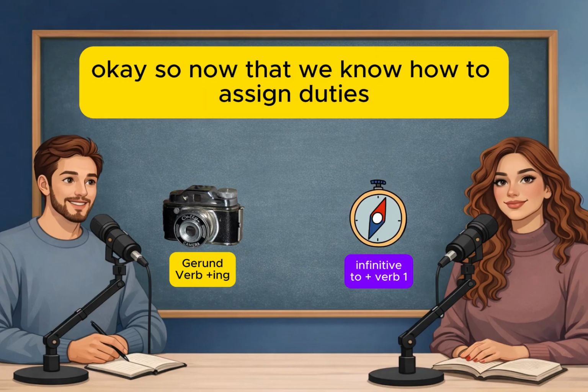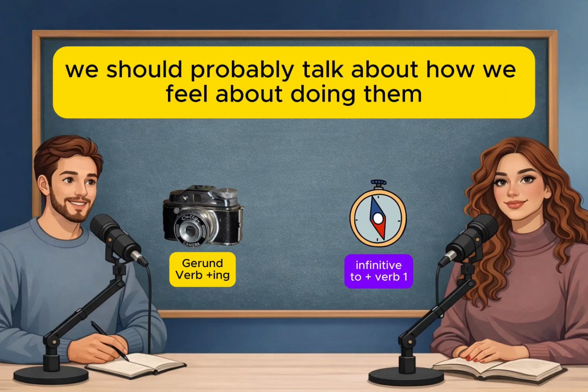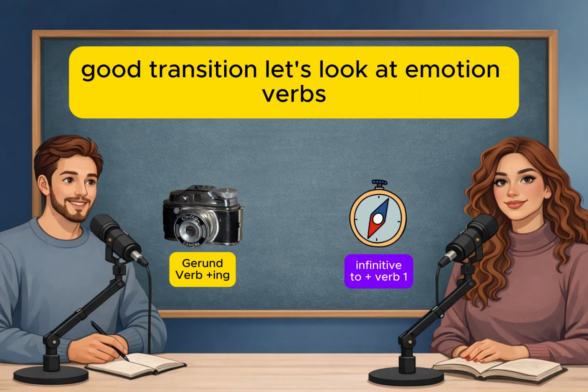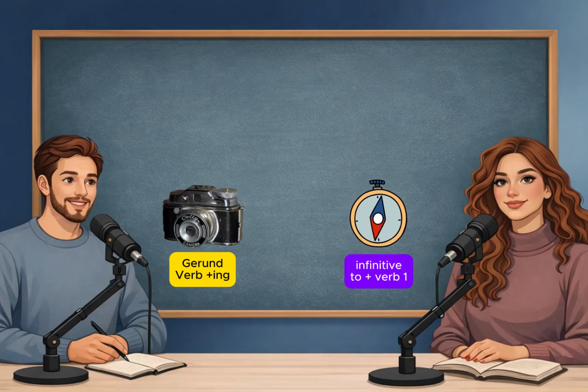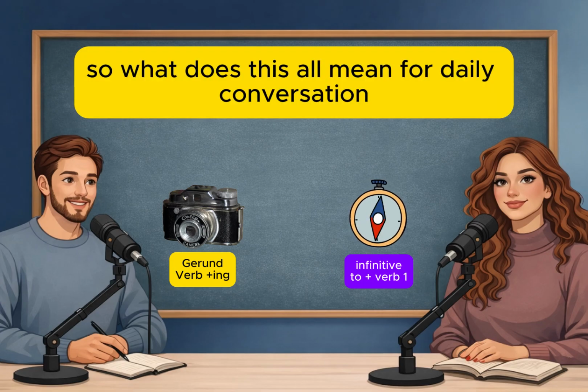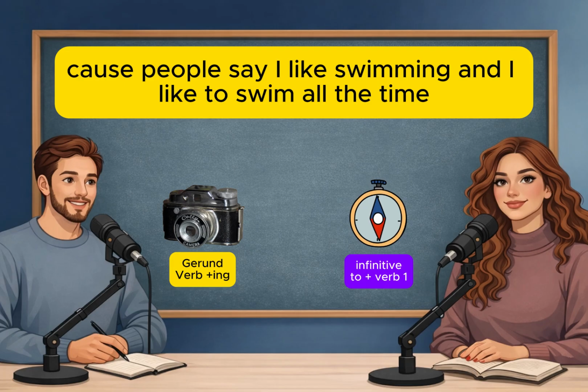Okay, so now that we know how to assign duties, we should probably talk about how we feel about doing them. Good transition. Let's look at emotion verbs. Yeah, like love, hate, prefer, dread, and can't bear. So what does this all mean for daily conversation? Because people say, I like swimming and I like to swim all the time.